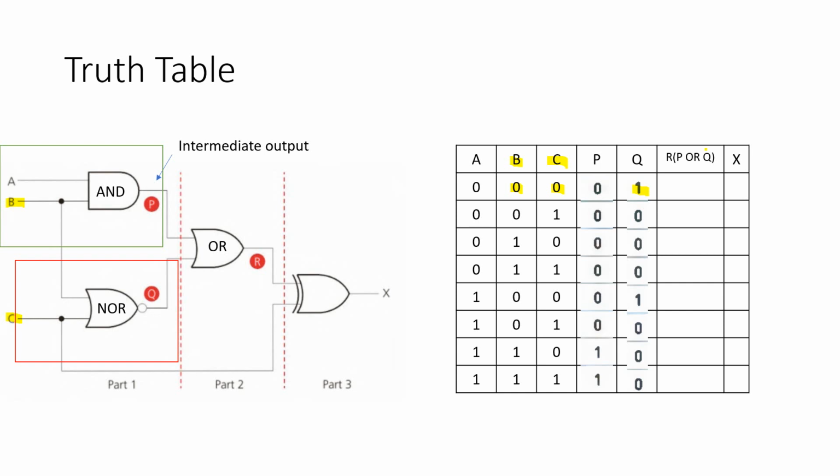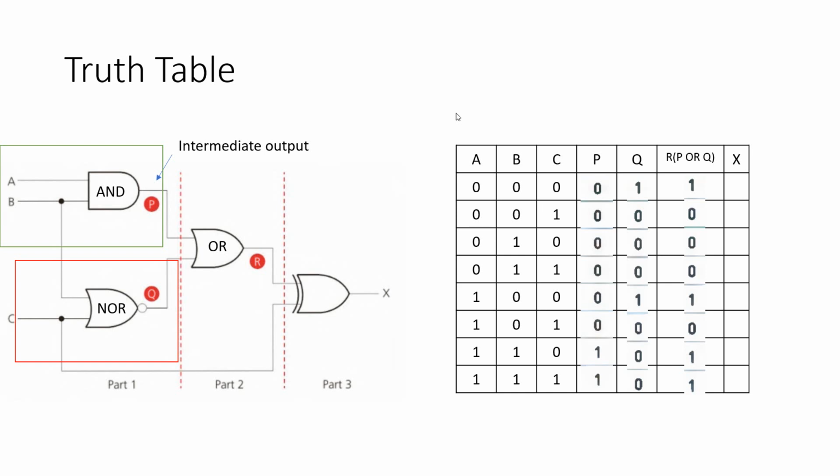It's a NOR gate, so it will give you a 1 only if both the inputs are 0. Next we will be considering R. When you say R, it has the input from Q and P, and it is doing an OR gate operation. So to find R, what we need to do is OR P and Q.